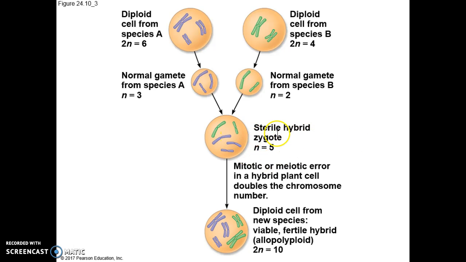That hybrid is sterile. But when it goes through mitotic division, or it could be a meiotic division, I guess, we get a diploid species where the diploid number is 10. So it's fertile. It's got an even number, but it doesn't match this parent, doesn't match this parent, so it's not going to be able to crossbreed with any of the original species.